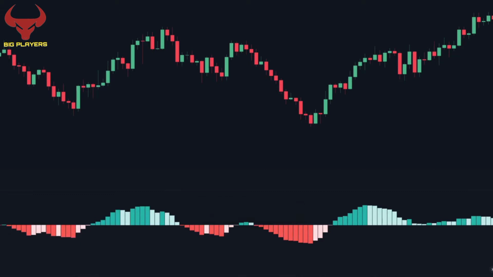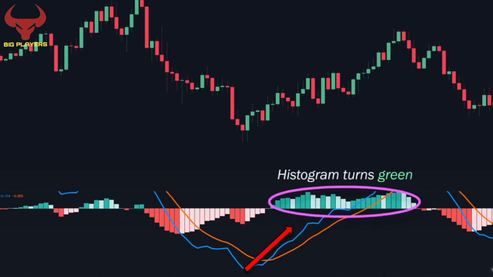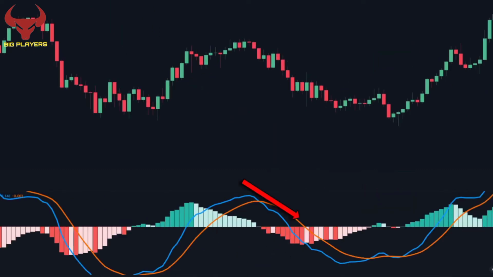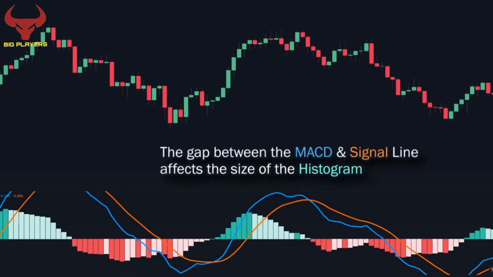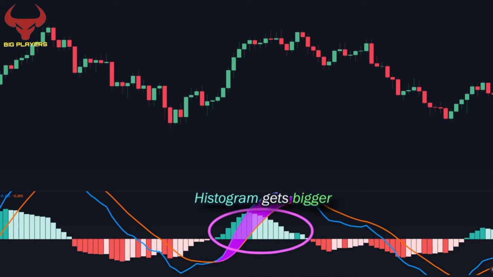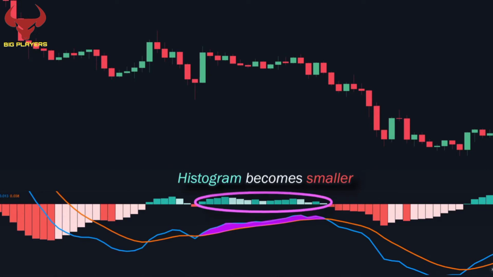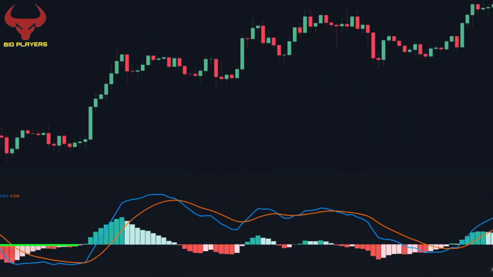For example, if the MACD line crosses above the signal line, the histogram will turn green, and if it crosses below, the histogram will turn red. The gap between the MACD line and the signal line also affects the size of the histogram. As you can see, if the two lines are further apart, the histogram gets bigger, and if the two lines get closer, the histogram becomes smaller. And finally, we have the zero line, which simply represents the center of the MACD indicator.